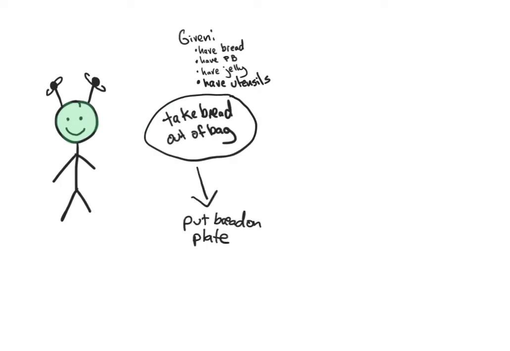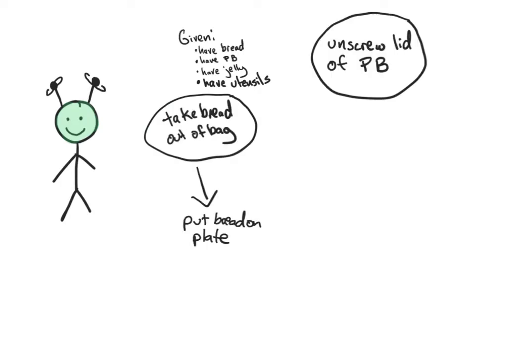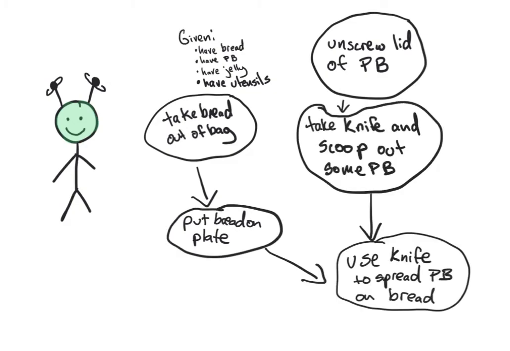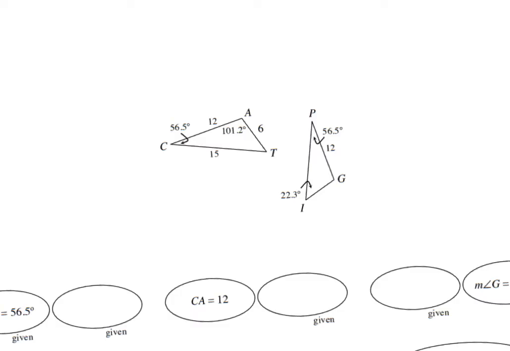You'd have to be a lot more specific, down to saying things like, take the bread out of the bag and put it on a plate. Open the jar of peanut butter by unscrewing the lid. All the details that seem obvious to us and maybe even not worth saying become really important to say so that it's very clear how we get from one step to the next. We have to approach our mathematical proofs in the same way.